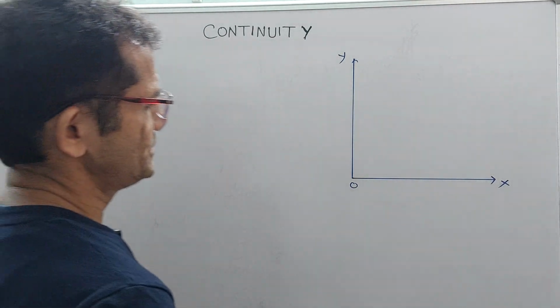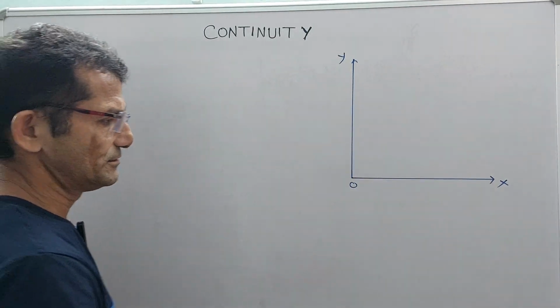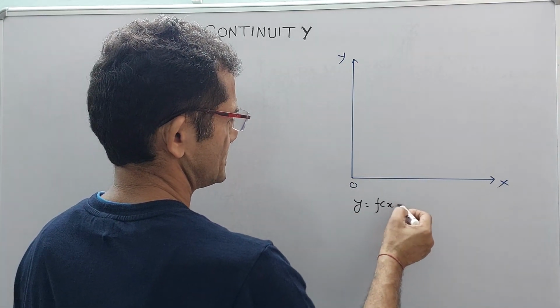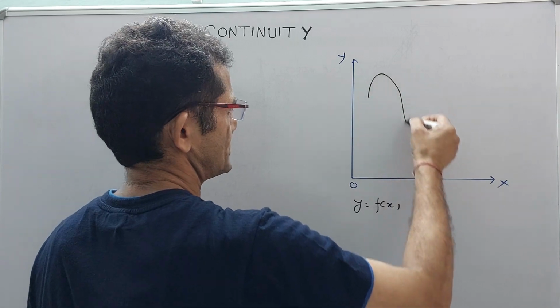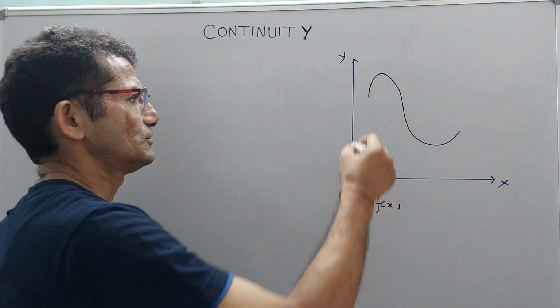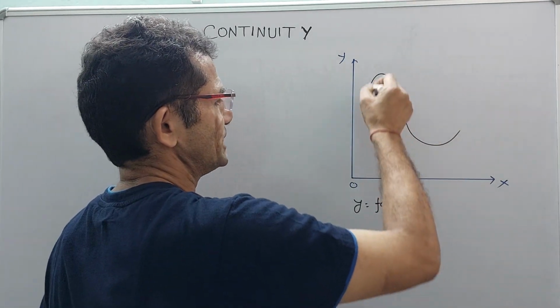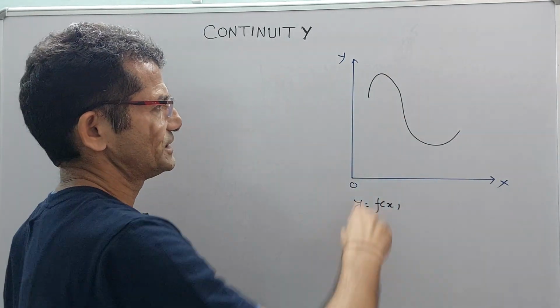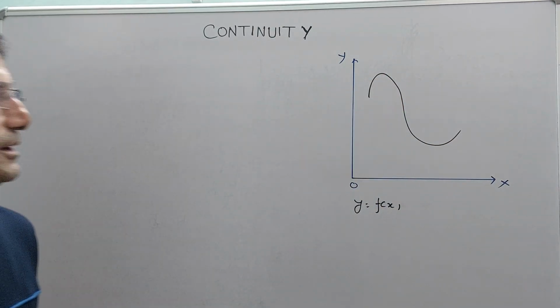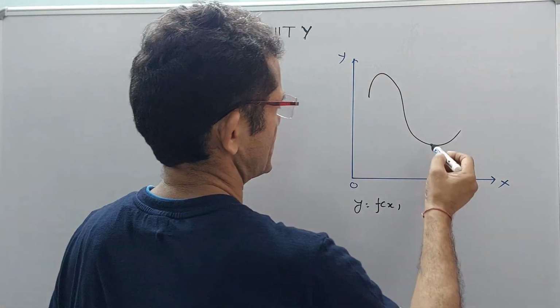So let us suppose I draw a curve. We have a curve y is equal to f(x). If I draw the curve like this, it is continuous. There is no breaking at any point on this curve. So in simple language, it is continuous. Let us take a point on it.